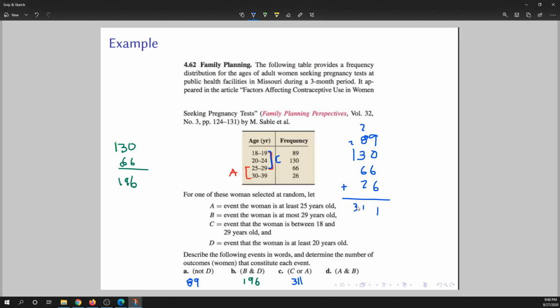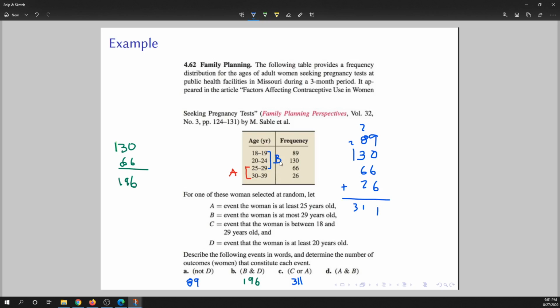All right, our next one is part D, right? And we've got A here already. So all we need to do is to figure out what B is, which we've done before. B is the event that the woman is at most 29, right? So 29 or younger. So that is B.